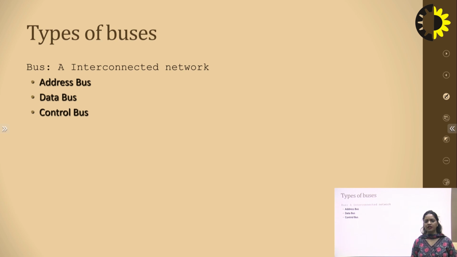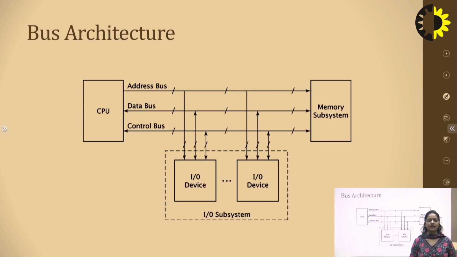There are mainly three types of buses: address bus, data bus, and control bus. As their names say, what is the address bus? The address bus is the carrier of the address from the CPU to the memory system. And what is the data bus? The data bus is the carrier of data from memory to the CPU or from the CPU to memory, so it is a bidirectional bus, whereas the address bus is a unidirectional bus.